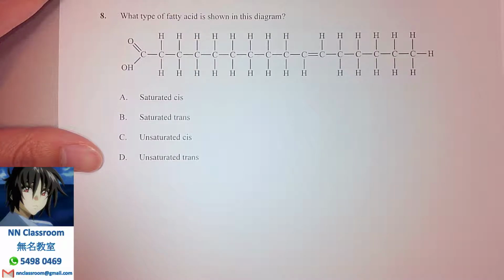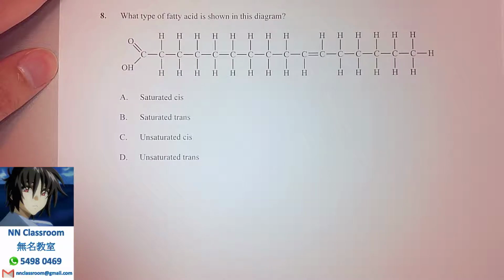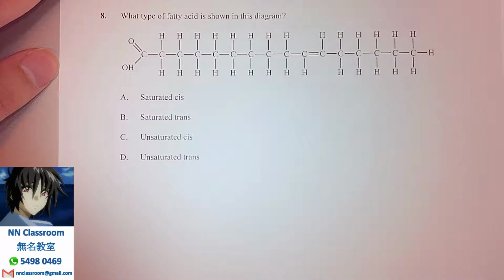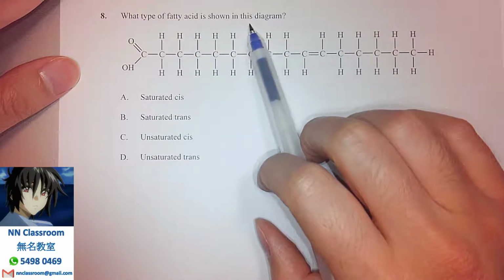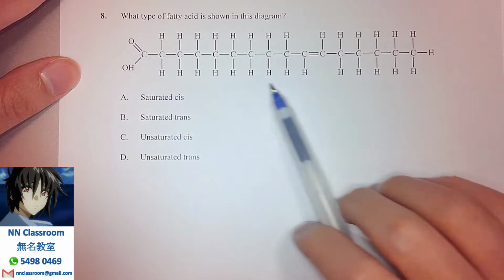Today I'd like to share with you a multiple choice question extracted from the specimen paper. Question number 8. A typical question asking for concepts in topic 2, molecular biology, in the field of lipids. Let's see. What type of fatty acid is shown in this diagram? So first of all, here is the structure.